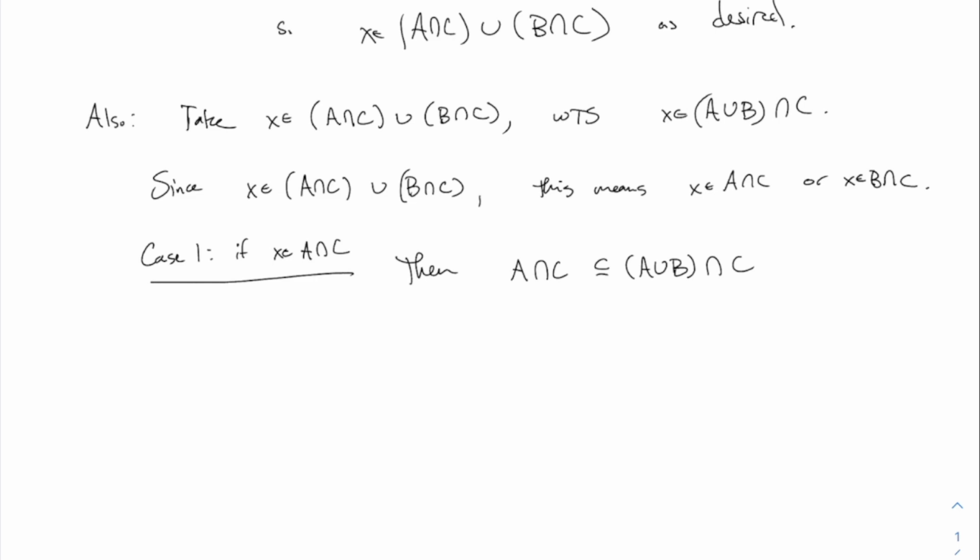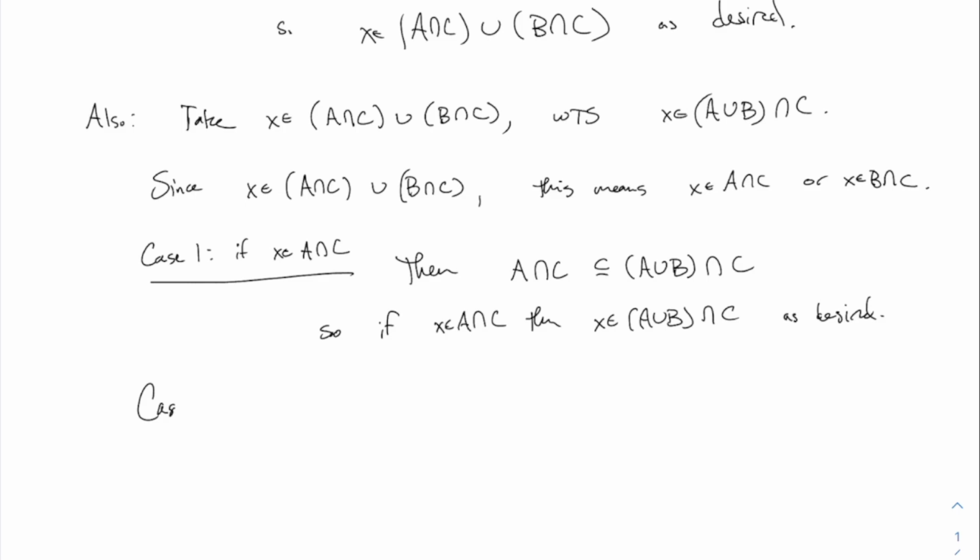And so, if X is in A intersects C, then X is in A union B intersects C, which is what we wanted to show, right? I said I wanted to show this: X is in A union B intersects C. All right, so that was the first case when X was in A intersects C, but the other case is basically the same. So the other case was X in B intersects C.